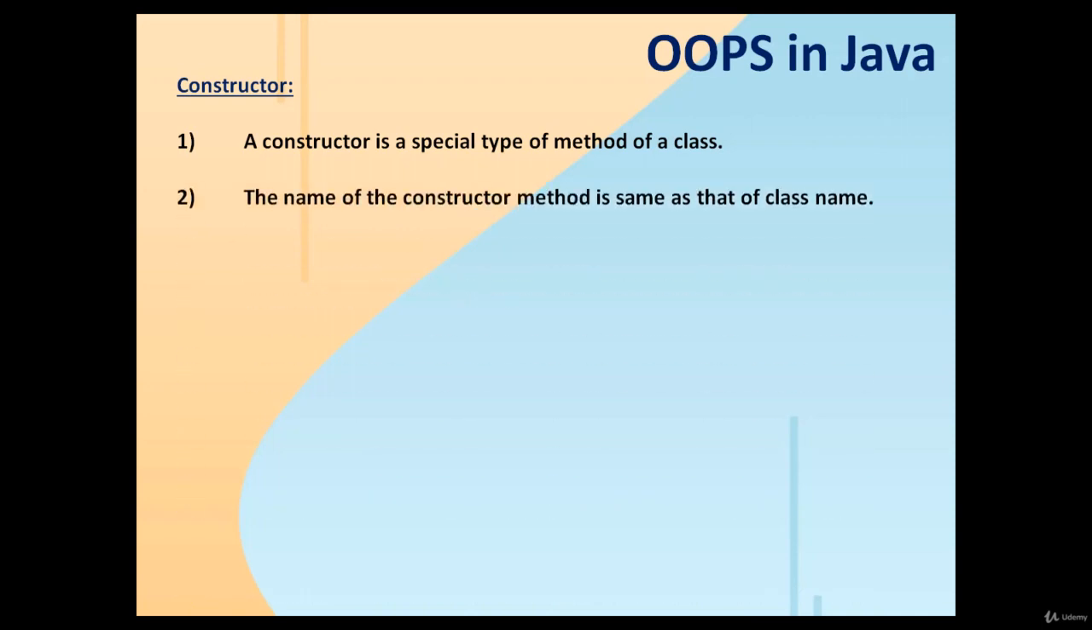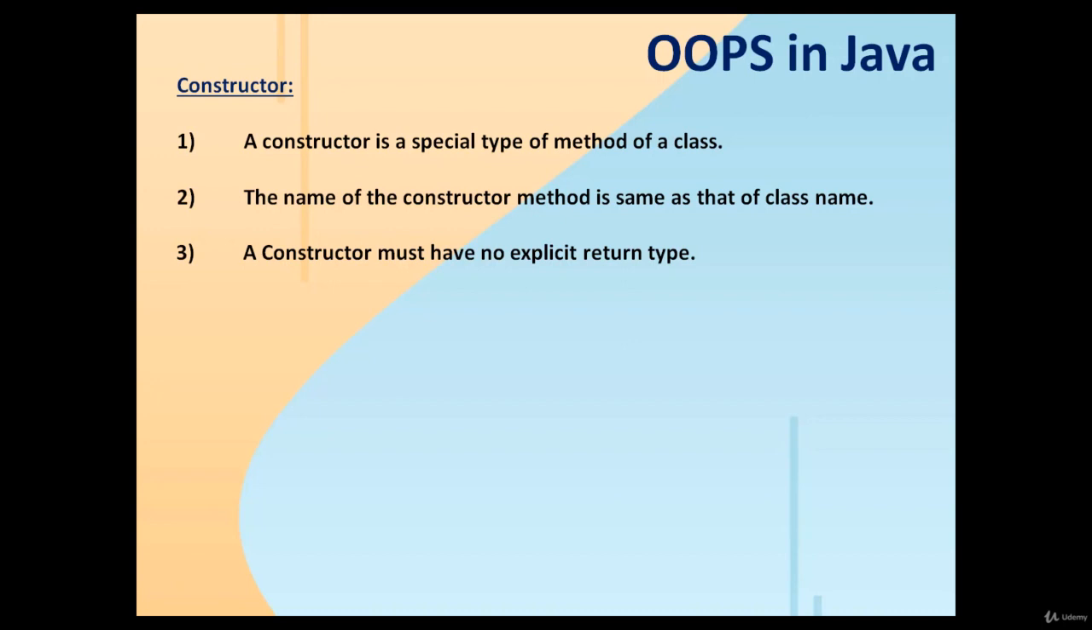And we know every method should have a name. So for a constructor, the name of the constructor method is the same as the class name. So if my class name is Employee, the constructor method name also should be Employee. A normal method will have a return type, like void displayDetails. Void is a return type that tells that it is not returning anything. But a constructor method does not have an explicit return type.